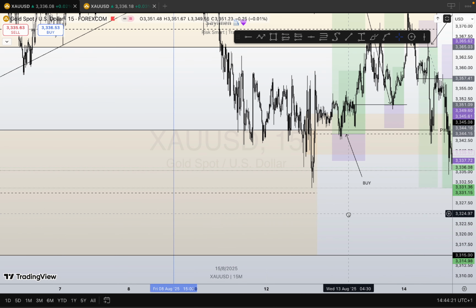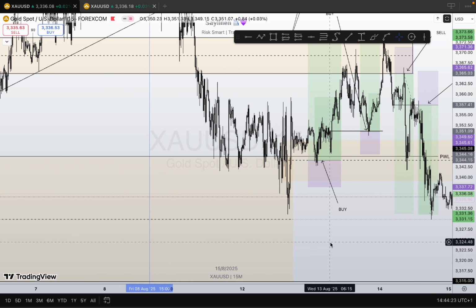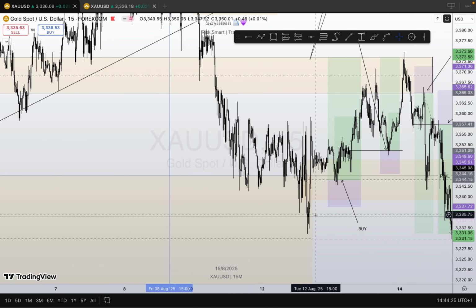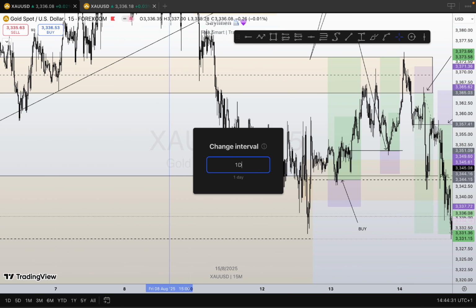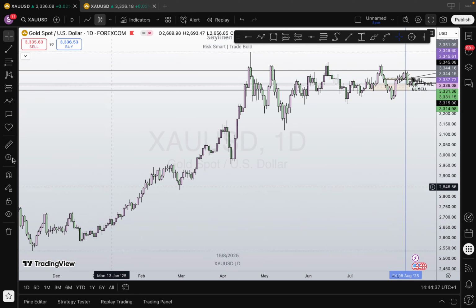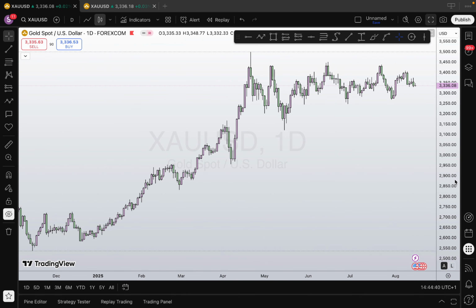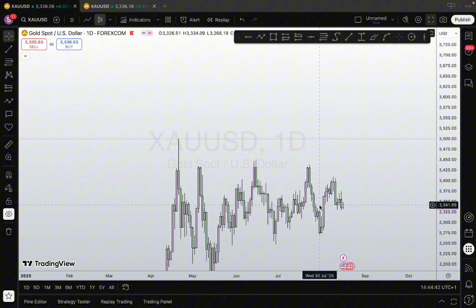Getting to the FVG, what I usually do when I'm taking trades on these FVGs is look for good confirmation or add extra confluence. If we go up to the 1 day time frame, let me take out everything again. What we see on the 1 day time frame is this FVG sitting right here.